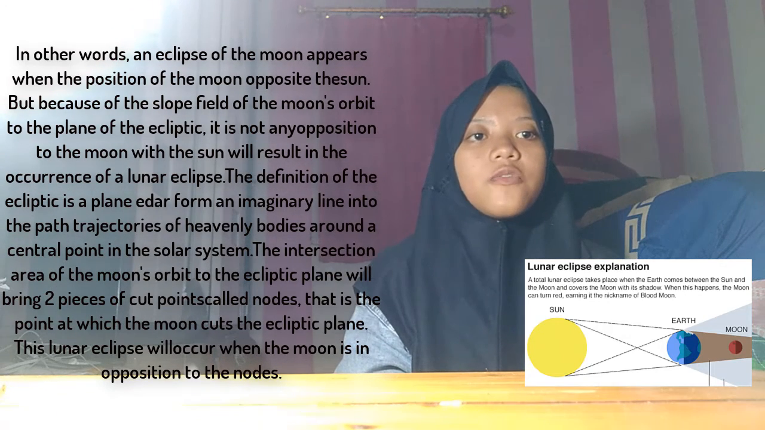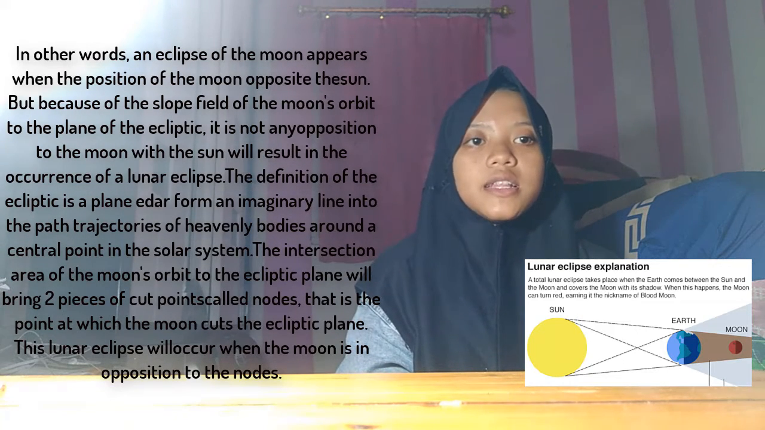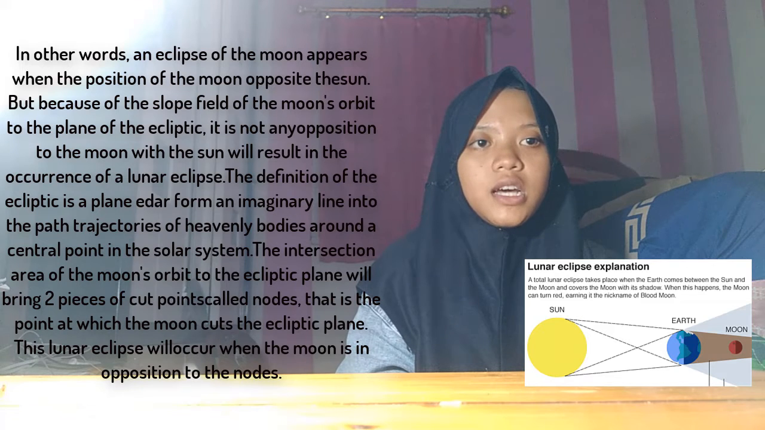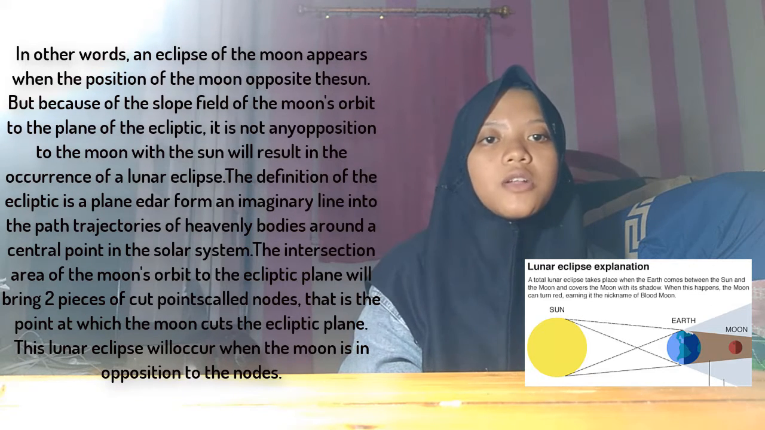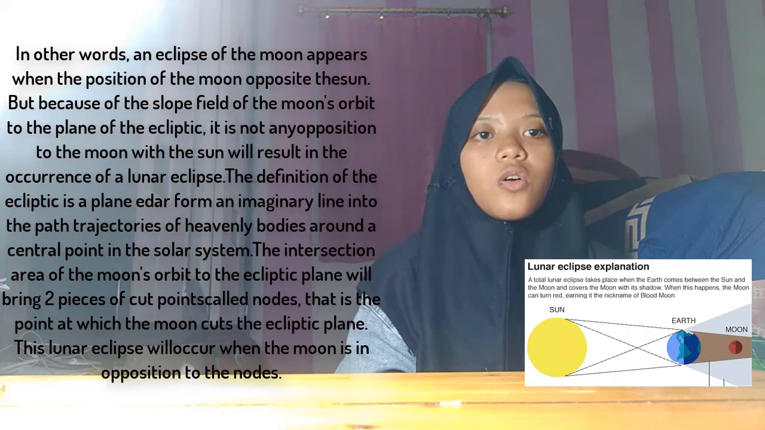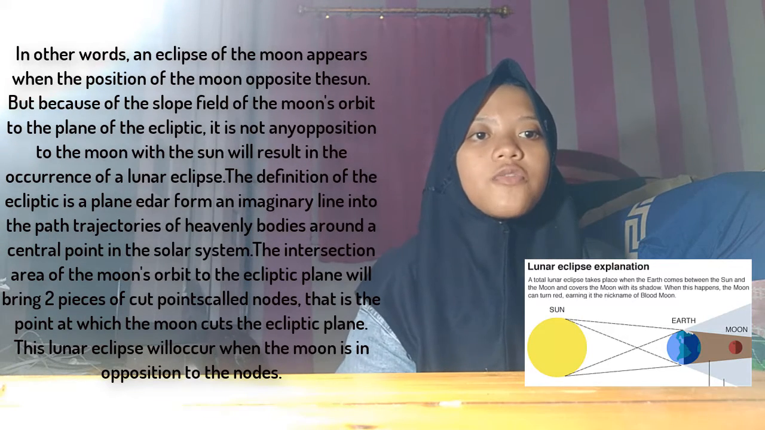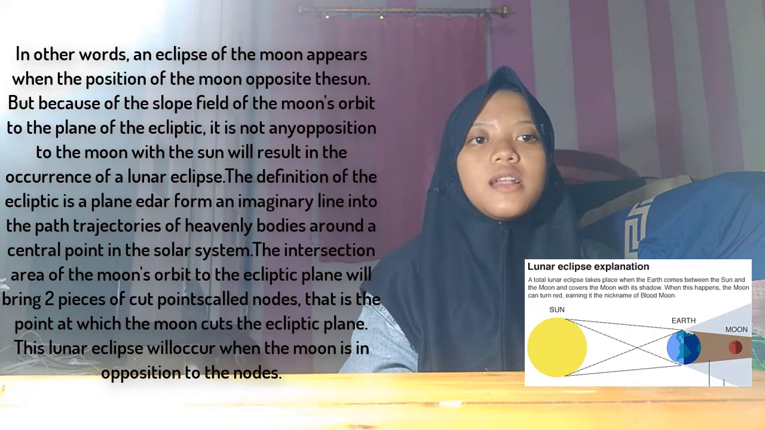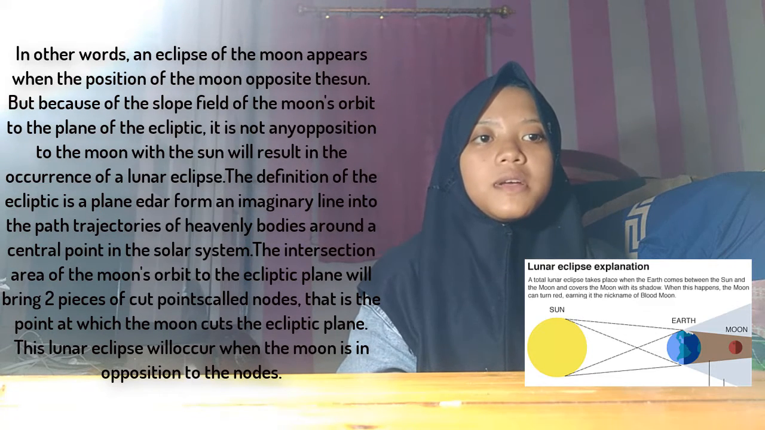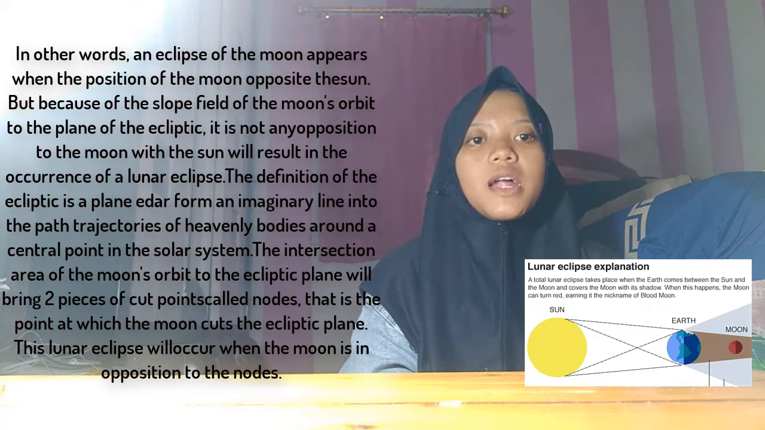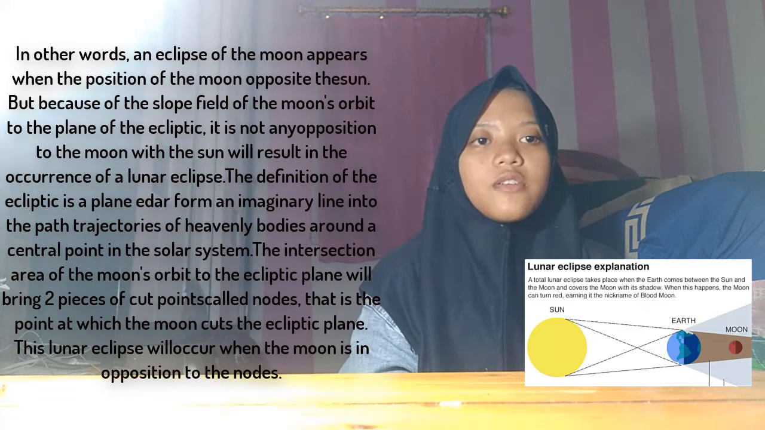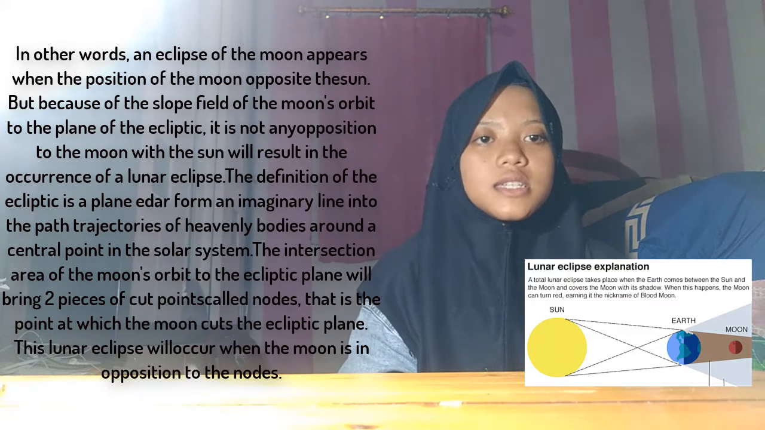But because of the slope of the moon's orbit to the plane of the ecliptic, not every opposition of the moon with the sun will result in a lunar eclipse. The ecliptic is the plane of an imaginary line into the path trajectories of heavenly bodies around a central point in the solar system.